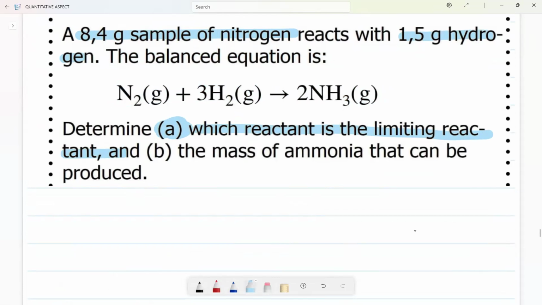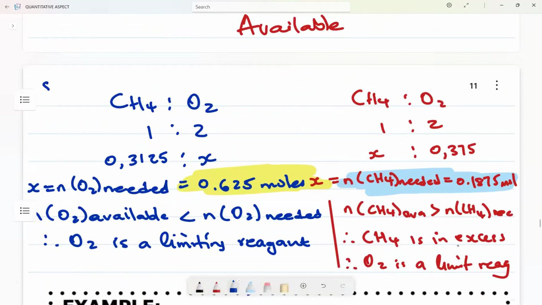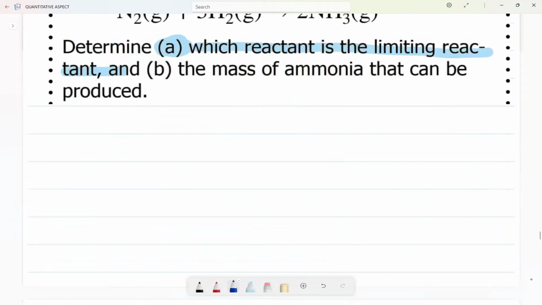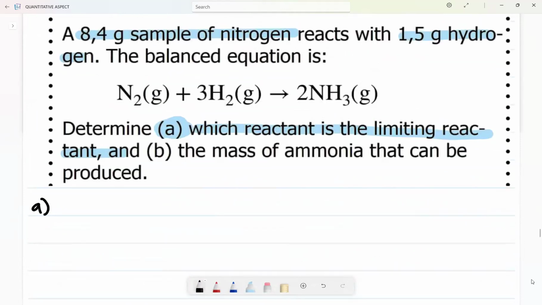How do we do that? Remember, the first step was step one. Step two is to compare. Now let's look at number A. For number A, I need to convert to number of moles for both my reactants, which is nitrogen in this case, as well as hydrogen. So I'm going to say number of moles of hydrogen is equal to mass divided by molar mass. How do I know? Because I'm given the mass.